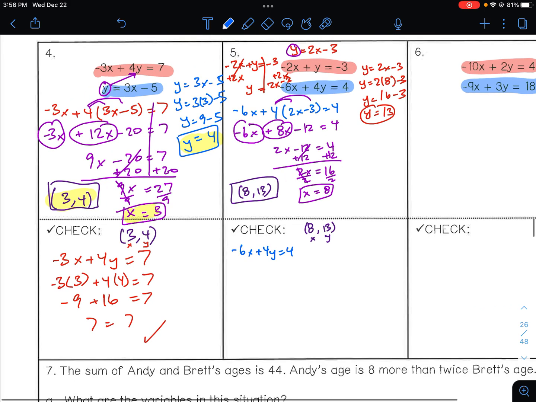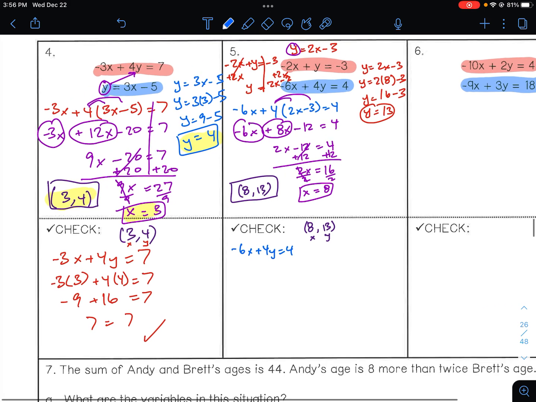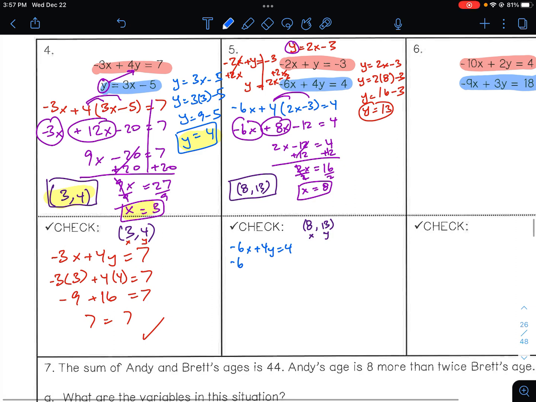Okay, so we are replacing x with 8. Negative 6 times 8 plus 4 times y, which is 13, equals 4. That is negative 48 plus 52 equals 4. Does negative 48 plus 52 equal 4? Does 52 minus 48 equal 4? Yes, it does. This checks out.